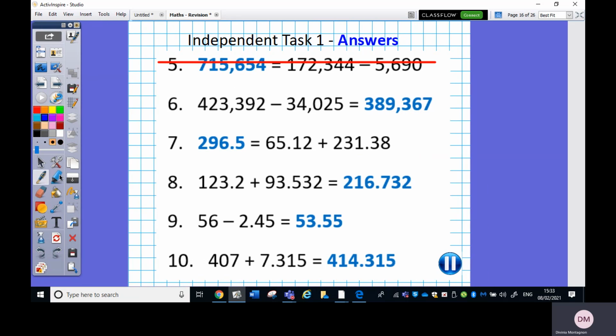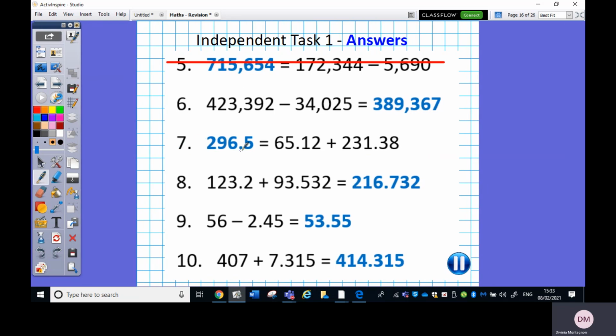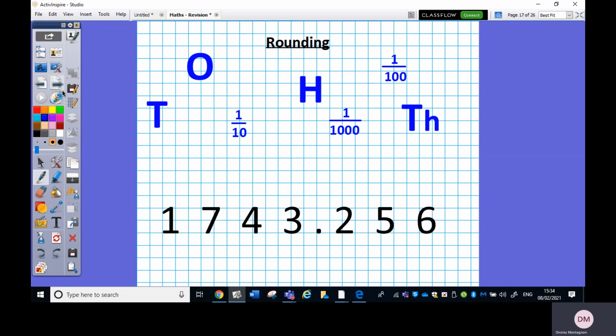389,367. Number 7, 296.5. Number 8, 216.732. Number 9, 53.55, and number 10, 414.315. How did you do? How did you get on? Excellent. I hope that you double checked those answers and made sure that they made sense at the end.